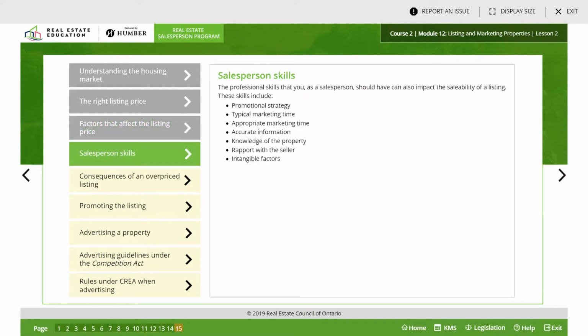Salesperson skills can also impact the sellability of a listing. These skills include promotional strategy, typical marketing time, appropriate marketing time, accurate information, knowledge of the property, rapport with the seller, and intangible factors.